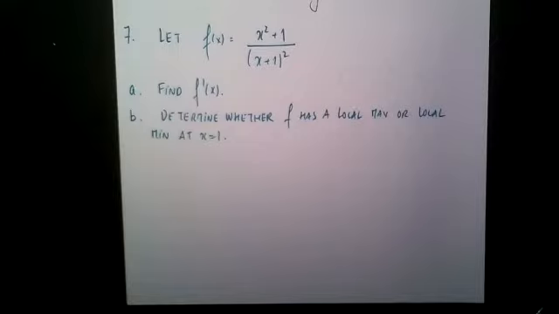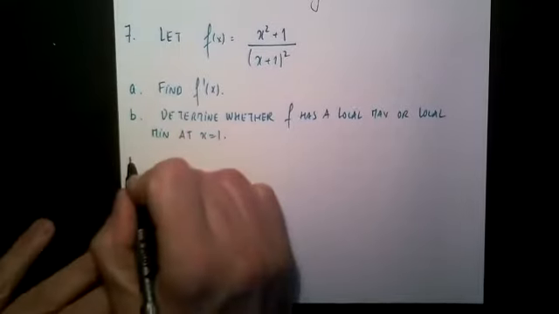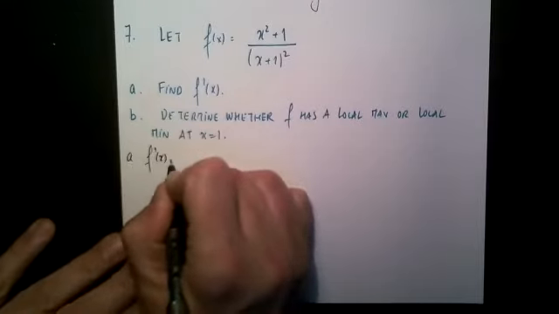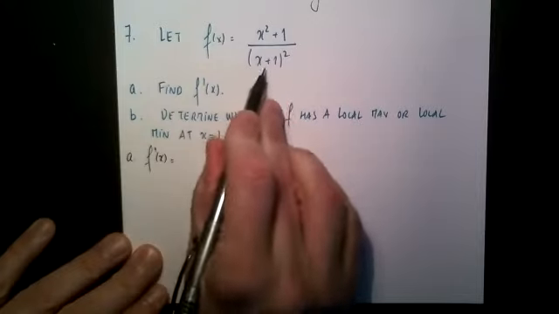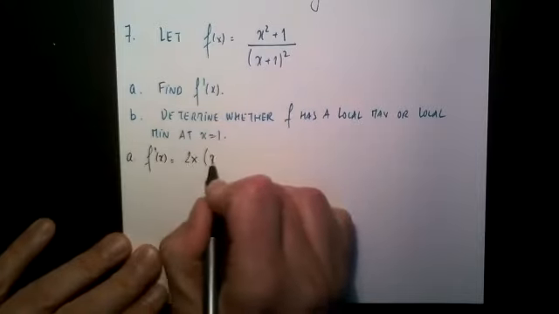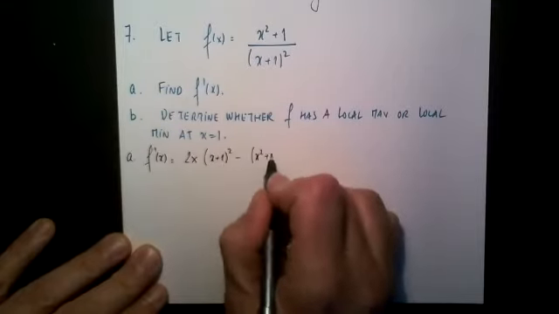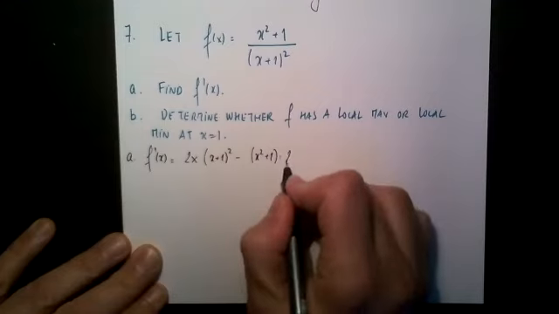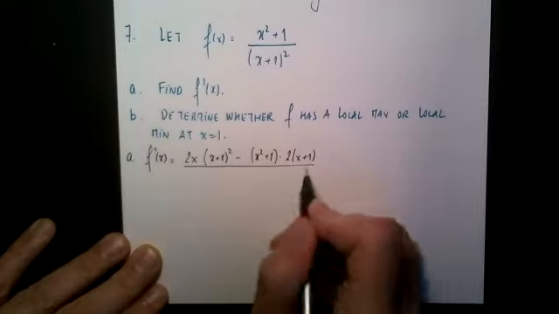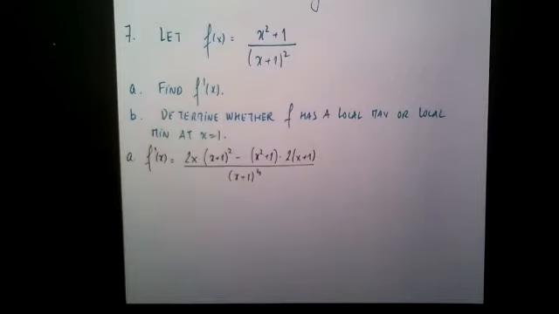Okay, that's the question. So f prime of x, we're going to do the quotient rule here. 2x times the bottom minus the top times the derivative of the bottom, which is 2 times x plus 1, and all this divided by the bottom squared, which is x plus 1 to the power of 4.